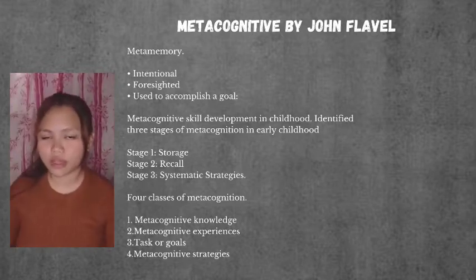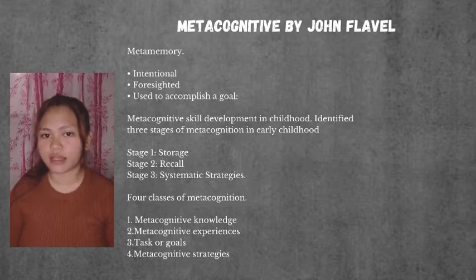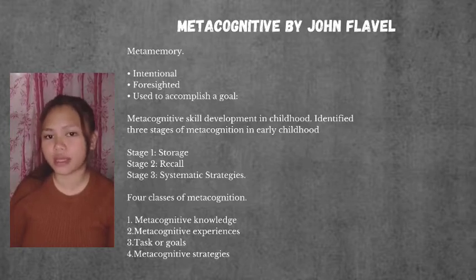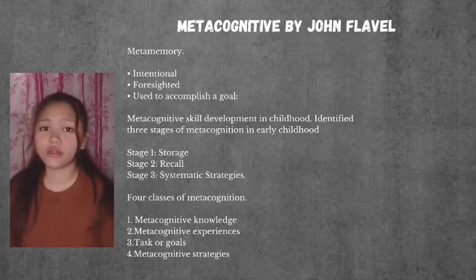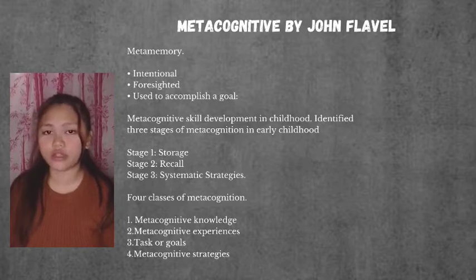In 1976, metacognitive skill development in childhood, Flavell discusses the importance of regulation of cognition and identifies 3 stages of meta skill development in early childhood. So the 3 stages of metacognition in early childhood are storage, recall, and systematic strategies.